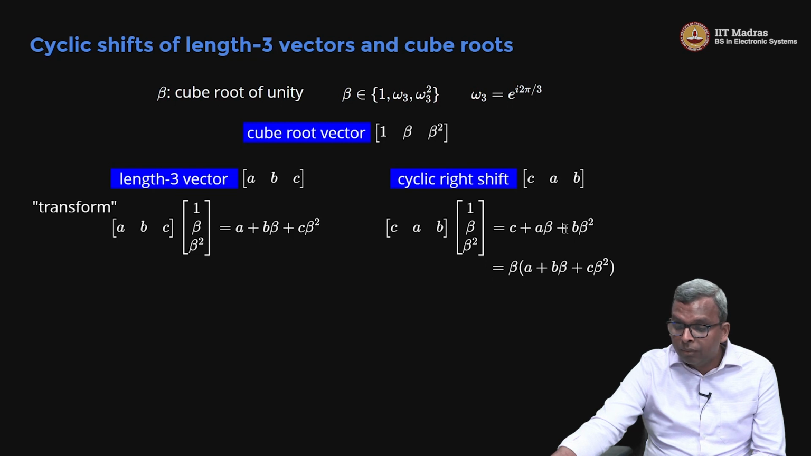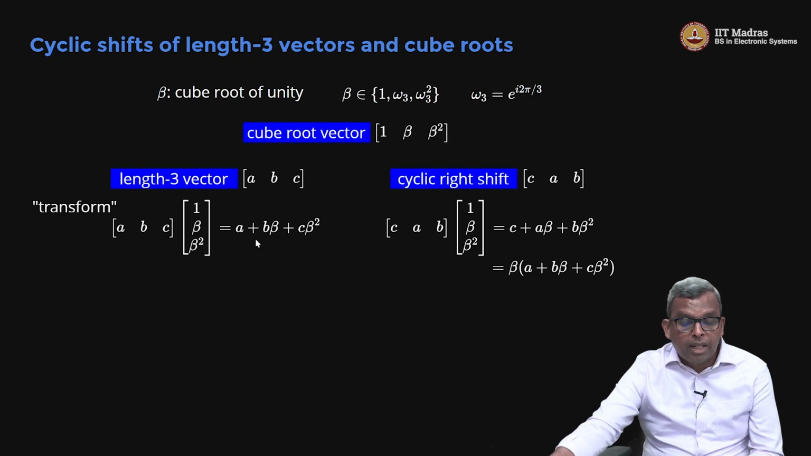If I pull a beta common out, I'll get a B beta. What will happen if I pull a beta common out from C? I will get C beta squared. Why? Because beta is a cube root of unity, beta power 3 is 1. So C beta squared times beta is actually 1, so it's the same as C.